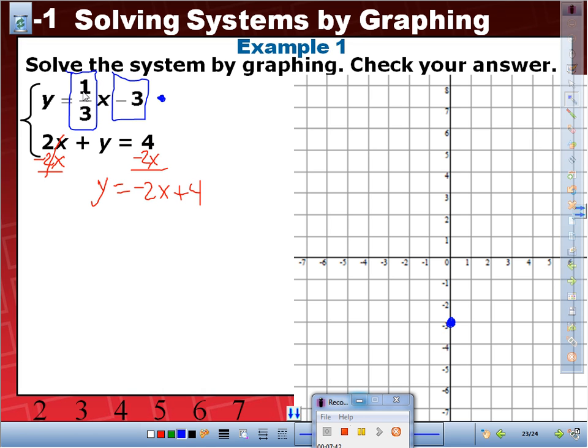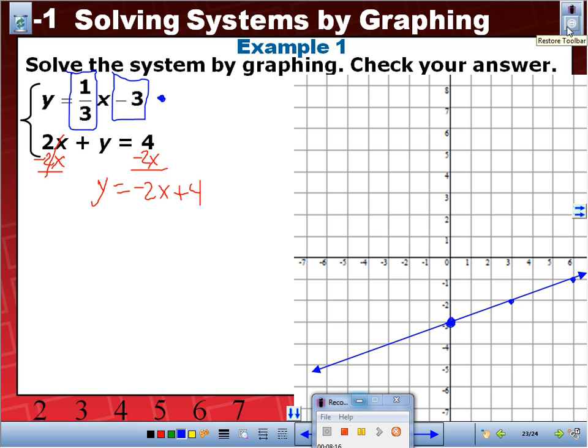My slope tells me to go up 1 step, rise 1, and 3 to the right. So from here I go 1 up, 3 to the right, 1, 2, 3. There it is. I do it again, 1 up, 3 to the right. Okay, and then I'm going to graph my line in blue. And there it is. So that was the first line. We already graphed it.